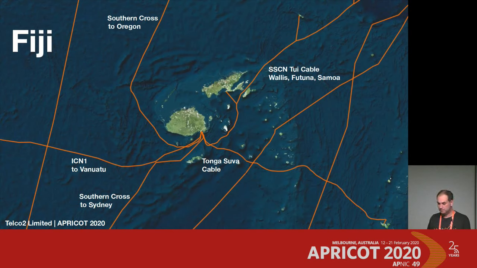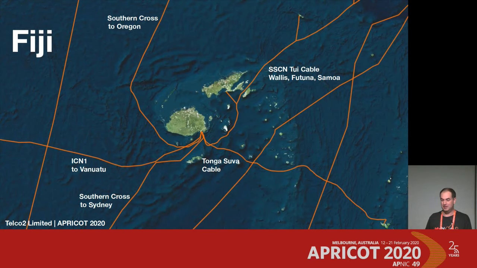So 5 years ago, we just had Southern Cross. In fact, I guess 2013, 7 years ago already, we just had Southern Cross. Then we got Interchange, which is a stub to Vanuatu. Around the same time, 2014, we also got Tonga Suva, which is a stub over to Tonga. And we had our north-south path to Oregon on Southern Cross and south to Sydney.